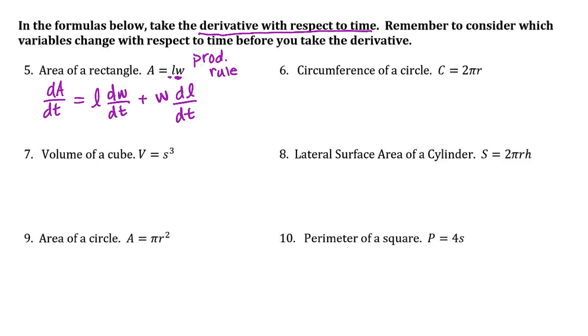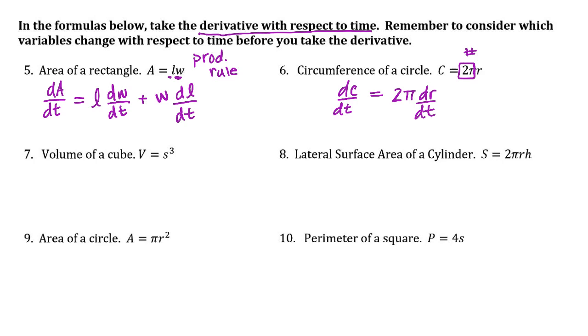Now for number 6, the circumference of a circle, you have to keep in mind that this 2 pi is just a number. It's the coefficient, so there's no product rule here. There's no variable multiplied to another variable. This is just a number multiplied to r. So dC dt equals 2 pi, just the coefficient, times the derivative of r, which is dr dt.